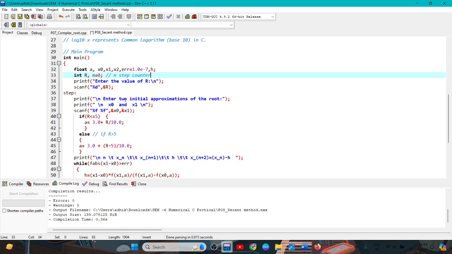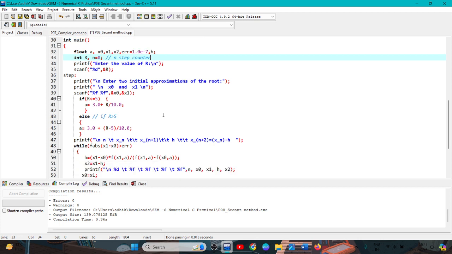Next, printf: we enter two initial approximations of the root, x0 and x1. X0 and x1 should be the closest approximations of the root, so that the method converges. Otherwise, this method diverges. Then, if r is less than or equal to 5, a equal to 3 plus r by 10, and else if r is greater than 5, a equal to this.